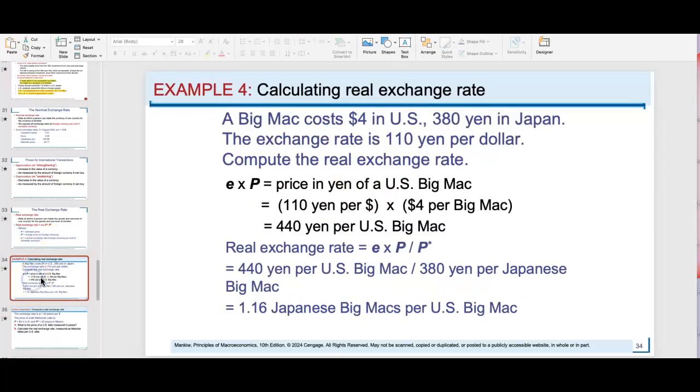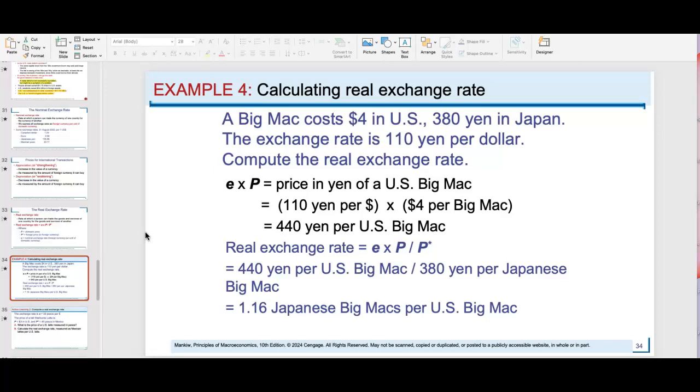So the first example would be, how much does a Big Mac cost? If it costs $4 in the US and it costs 380 yen in Japan, is it the same price? How do we compare that? So we'll get an exchange rate and we say $1 is 110 yen. We compute the exchange rate. First of all, we can get the nominal exchange rate, which is $10.